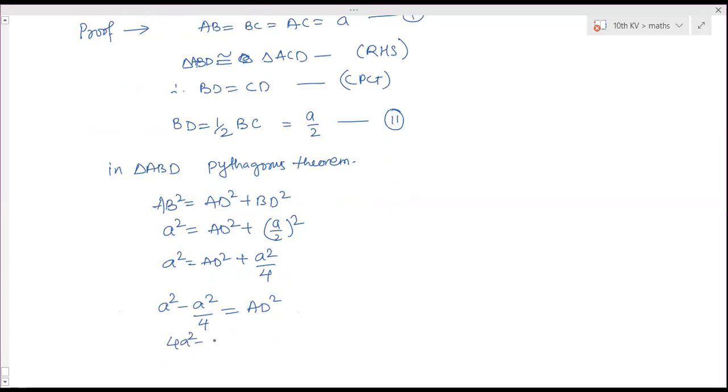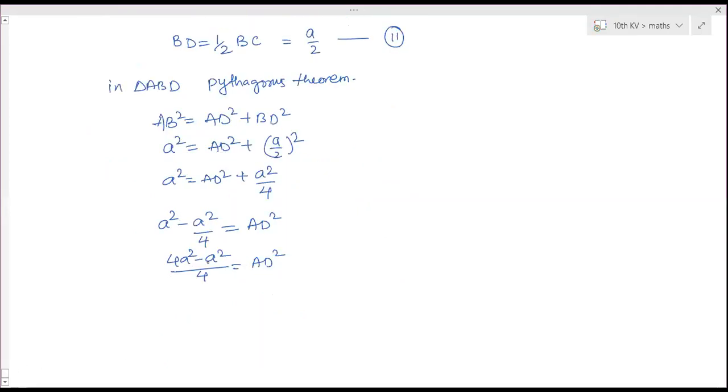So LCM 4, 4A square minus A square by 4 is equal to AD square. 4A square minus A square is 3A square. This 4 is transferred to RHS, 4AD square. A square means any side, so we can consider that as AB square. 3AB square is equal to 4AD square. That is proved. The simple one.